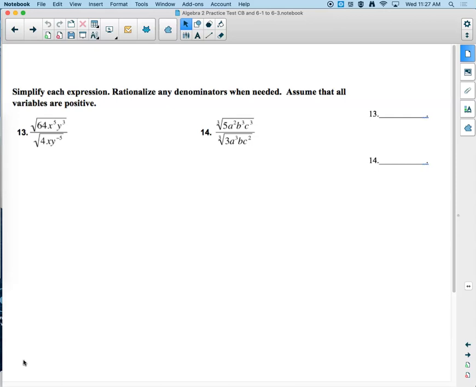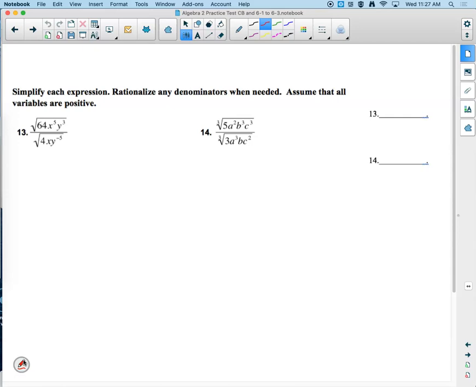You want your power chart handy, and a calculator, and again, hopefully this will be much more of you and much less of me as we go through it. These are things we've done within the last week and a half or so, so hopefully they'll come back to you a little easier. Simplify each expression. Rationalize any denominators when needed. Assume that all variables are positive, which means don't worry about absolute value bars, which is kind of nice.